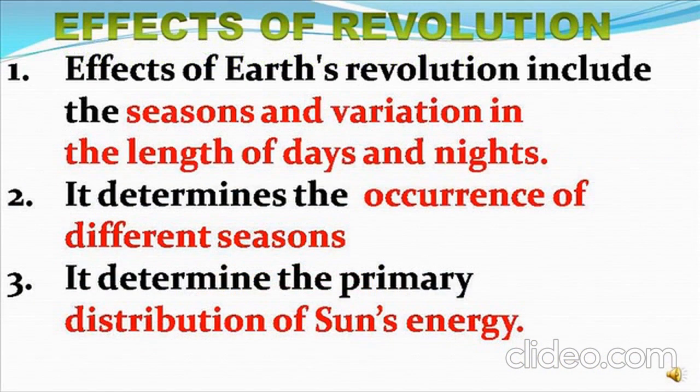Okay, now we will study the effects of revolution. Children, there are 3 main effects of revolution. Effects of revolution of the earth include the seasons and variation in the length of days and nights. It determines the occurrence of the different seasons. It also determines the distribution of the sun's energy.